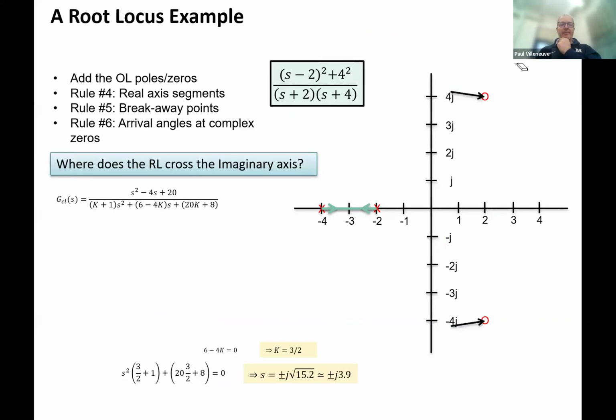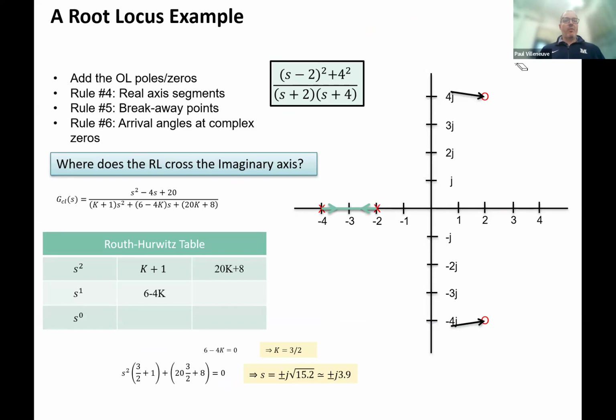168.7. So here's the crossing for the j omega axis. So now we got to do our characteristic equation. So we get our closed loop transfer function. We end up with k plus 1 s squared, 6 minus 4k s, 20k plus 8. Do our Routh-Hurwitz table. We force this to be equal to 0. So what does k need to be? 1.5.